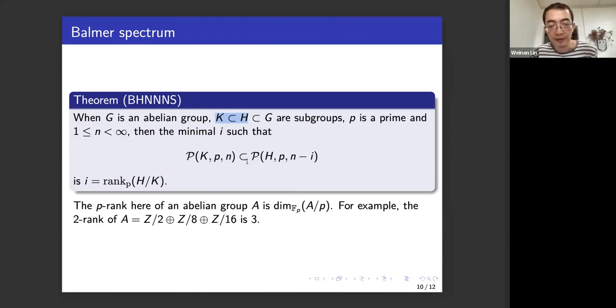So they figure out when this ideal is contained in that ideal, and this minimal I depends on the rank of the quotient of these 2 subgroups, and the P rank here is defined by the dimension of the P torsion in A. For example, if the 2 rank of this abelian group is 3, because it has 3 summands of G over a power of 2, and therefore the rank is 3. The 2 rank is 3.